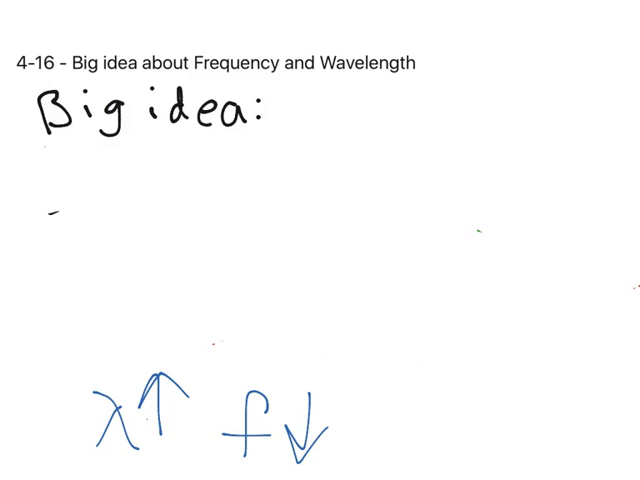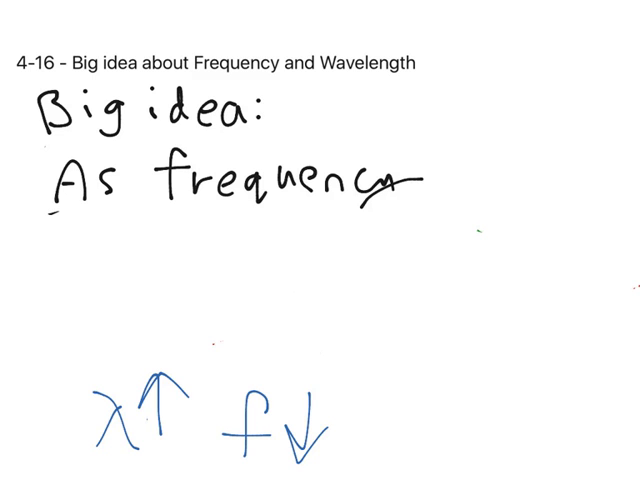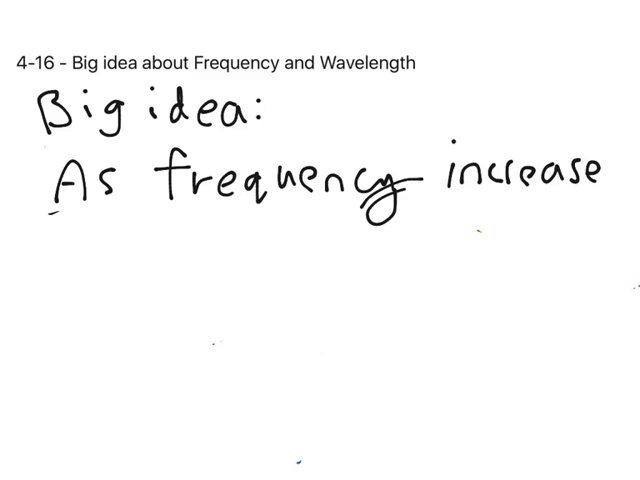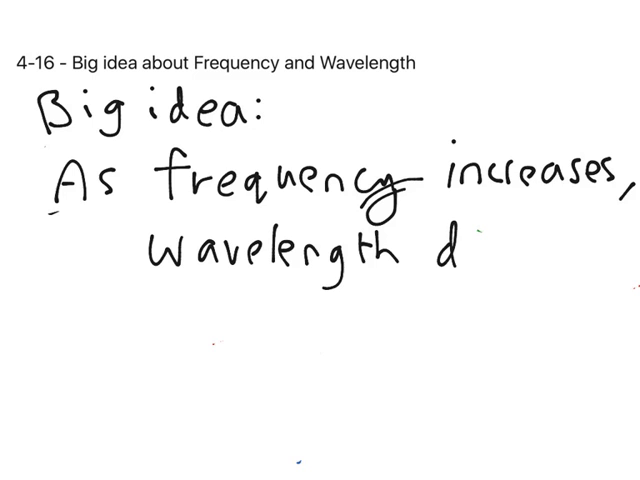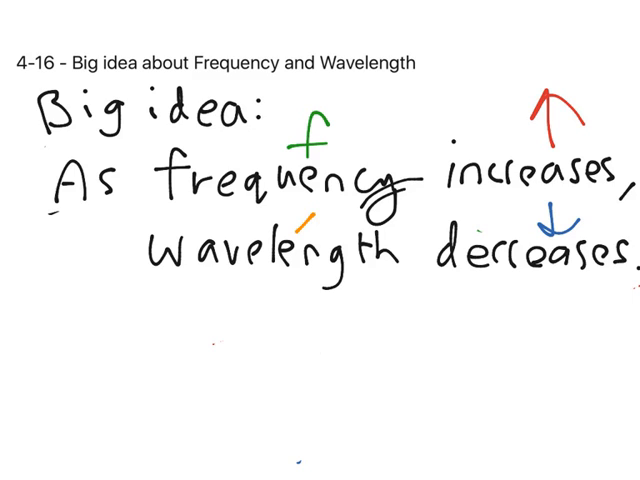How do we say that in words? We can say that as the frequency increases, the wavelength decreases. That's the big idea. Increase, decrease. This is frequency, this is wavelength. So when the frequency increases, the wavelength decreases.